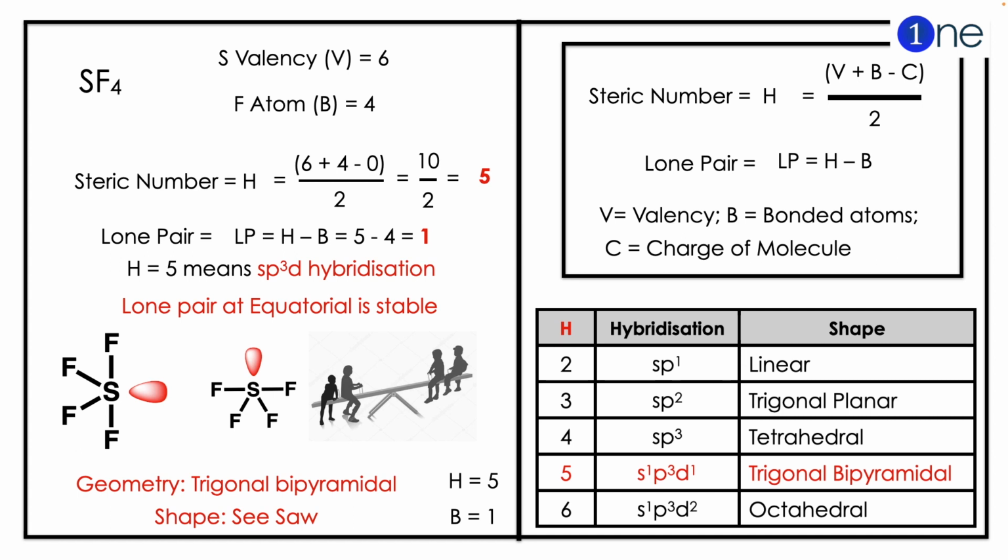Here, to find the hybridization, you should know the steric number. Steric number can be calculated from sulfur valency and number of fluorine atoms, which is 6 and 4. If you substitute it, you have 5 there.